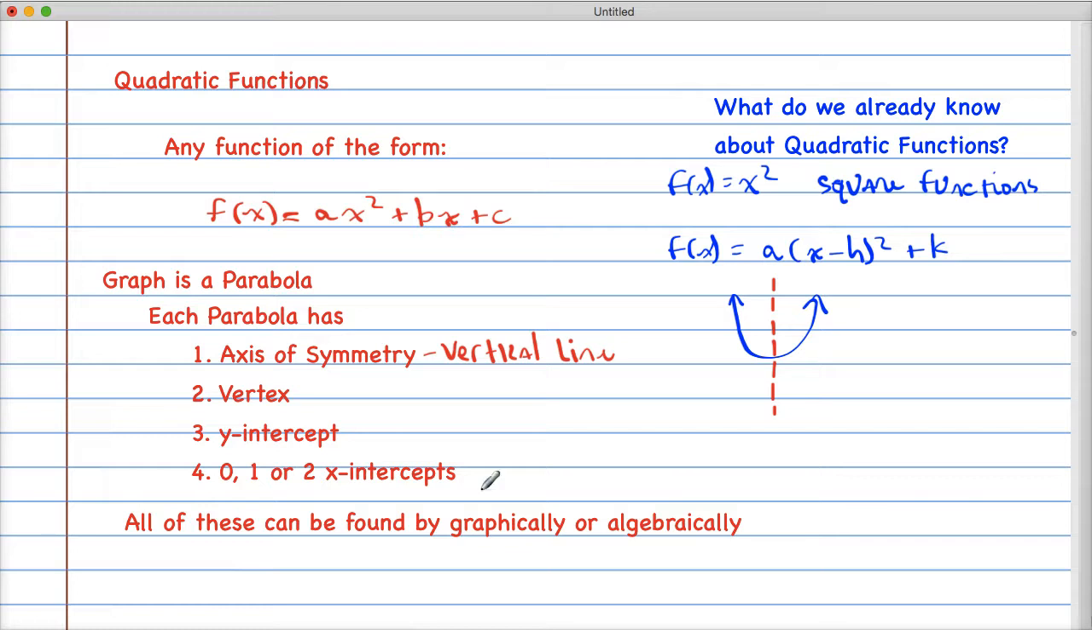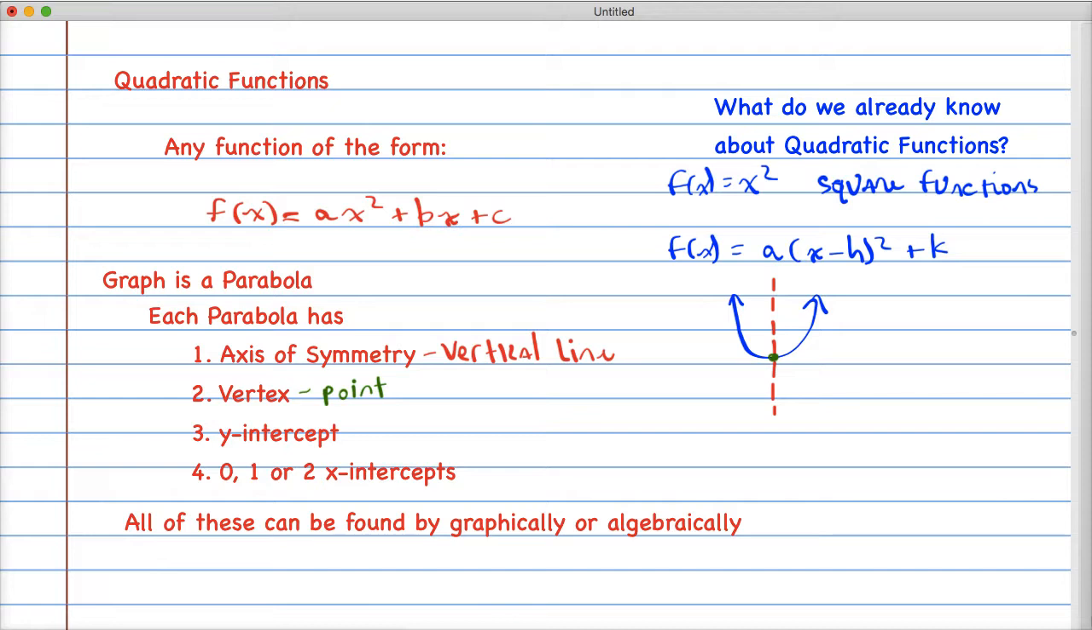The next part of a parabola is something that's called the vertex, and the vertex is a point. We've already referred to this. It's the minimum or maximum value, right, of the parabola. And what's nice about the vertex and the axis of symmetry is that the axis of symmetry goes right through the vertex. So this vertex is this point right here.